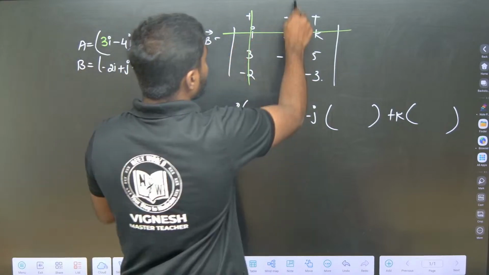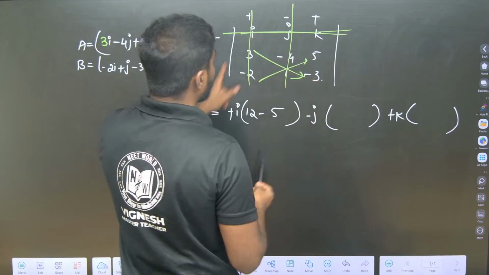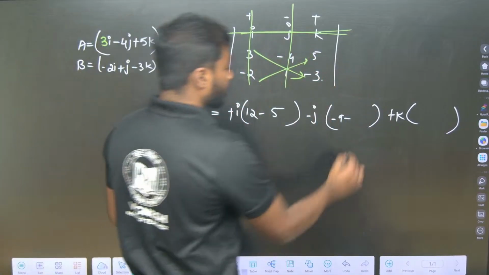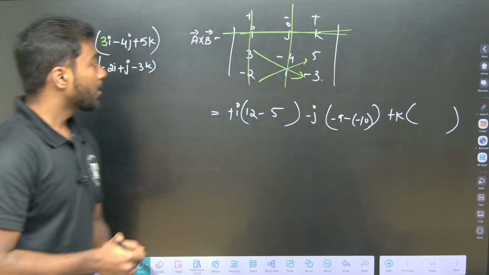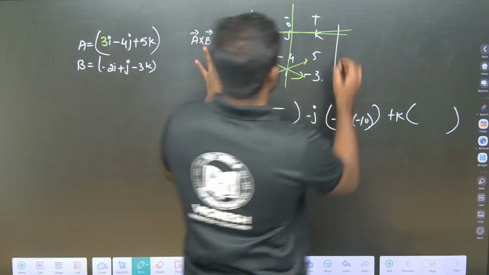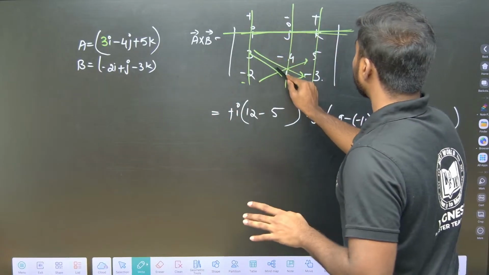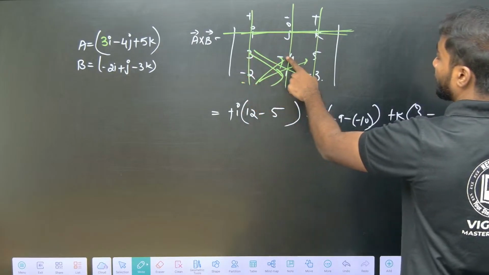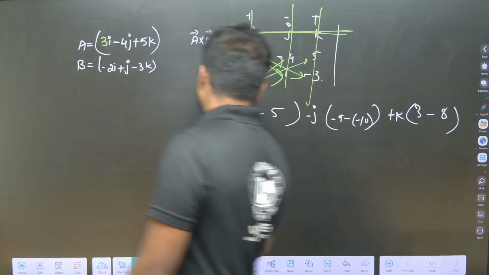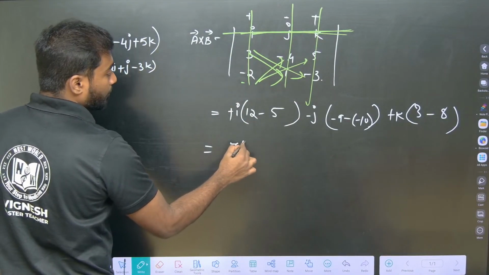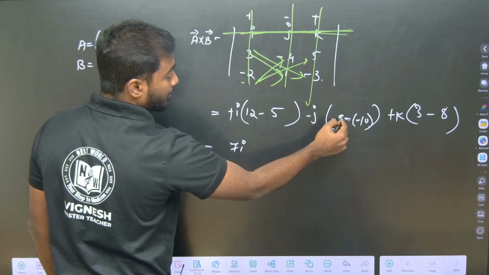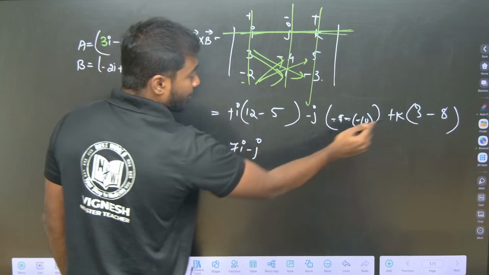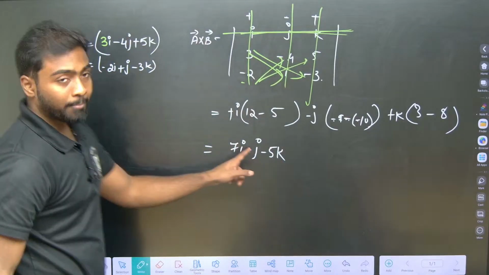So now I am doing for j, close this and cross multiply these two. 3 into minus 3 is minus 9, keep minus blindly, minus 2 into 5 is minus 10. When I am doing for k, close these and cross multiply the remaining two. So 3 into 1 is 3, minus, I keep blindly, minus 2 into minus 4 is 8. So the answer will be 7i minus j, minus 5k. 7, minus 1, minus 5 is the answer.